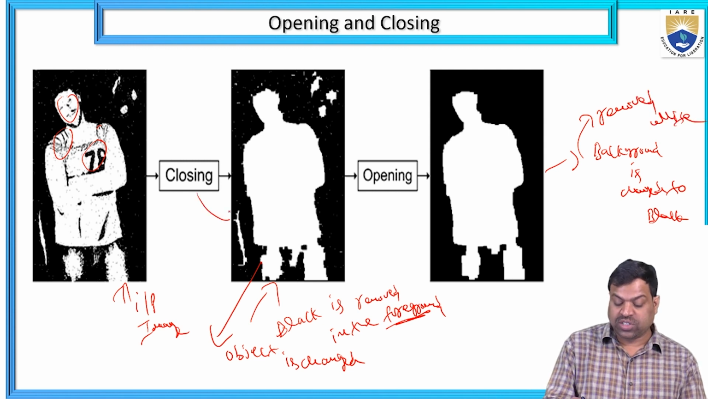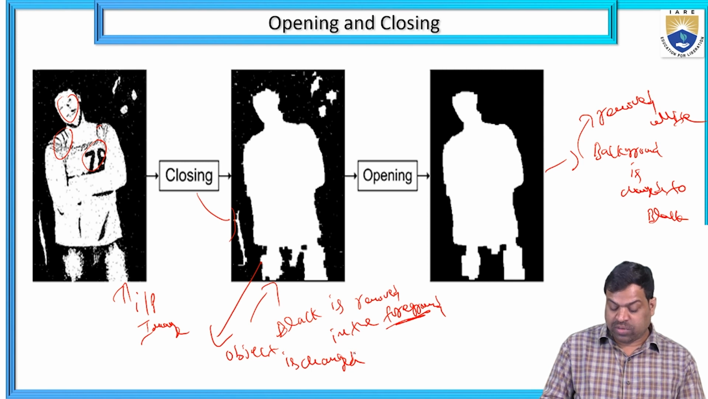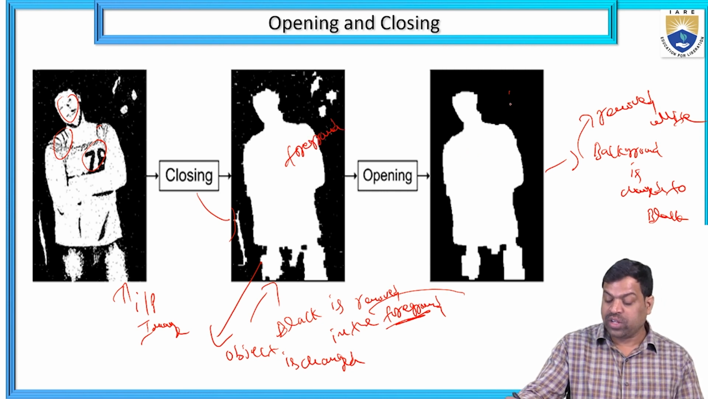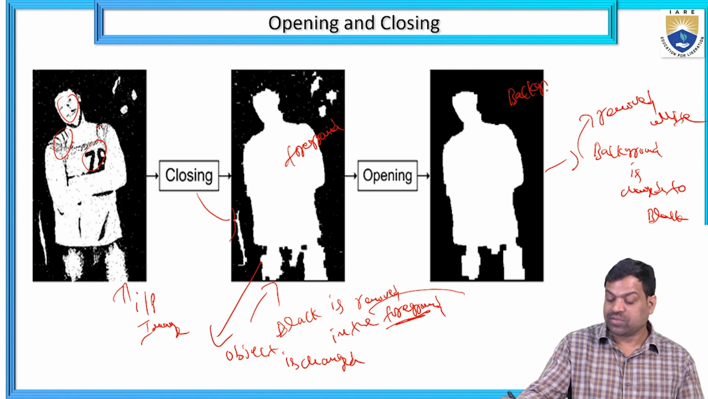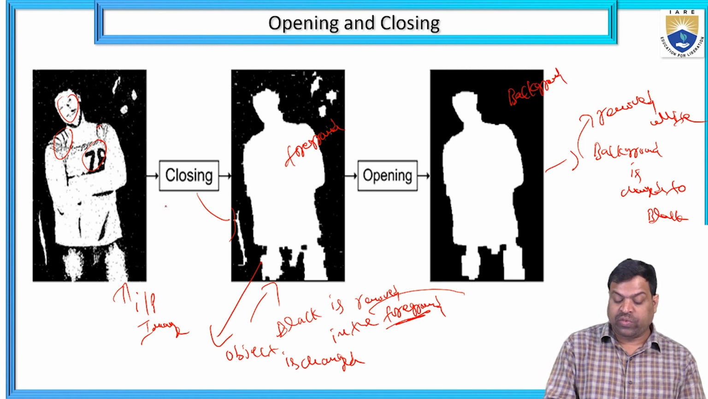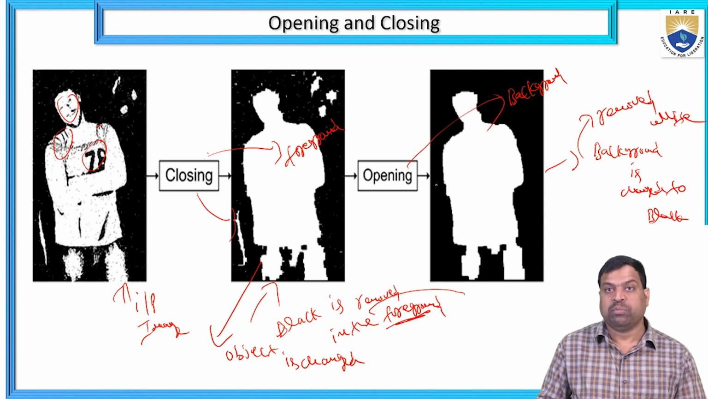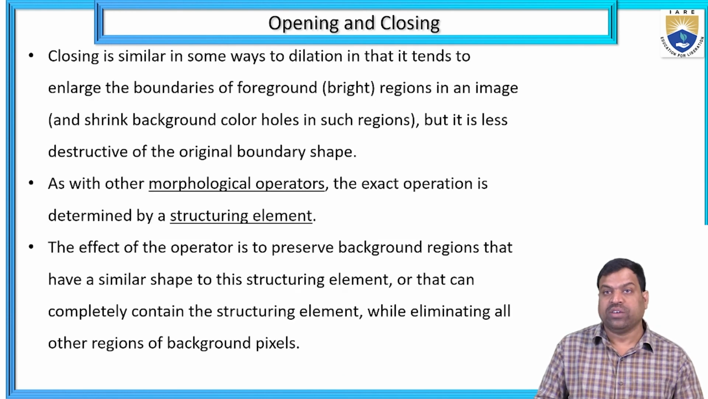So in the closing, only foreground. Here only foreground. When I am going for the opening, only background. Okay. When I am applying the closing technique it is for the foreground, when I am opening it is for the background. Okay. That is the importance of closing and opening.